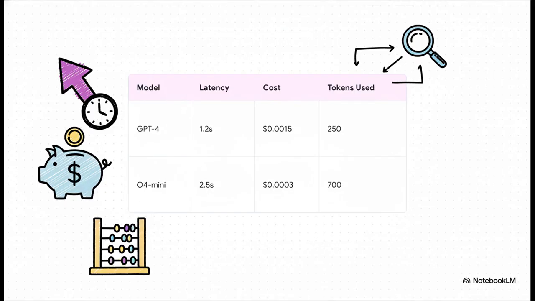And this is what it looks like in practice. You get this super clear, organized view for every call. You can see right away, okay, GPT-4 was faster here and used fewer tokens, but wow, o4-mini was way, way cheaper for this specific job. This is the exact kind of data you need to make smart calls instead of just guessing.